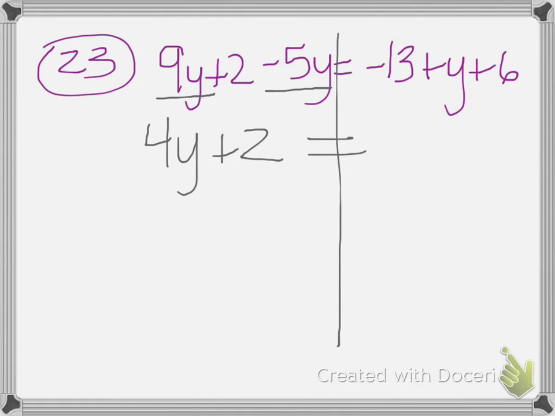And on this side I have two constants, so I'm going to combine those. Negative 13 plus 6, that would be negative 7, because the signs are different, so you subtract, and 13 is bigger than 6, so that's why it's negative. So negative 7 plus y.